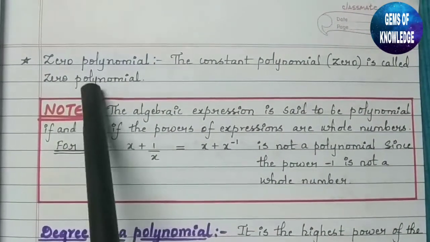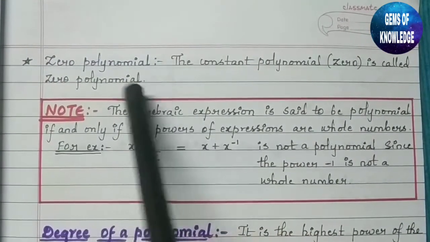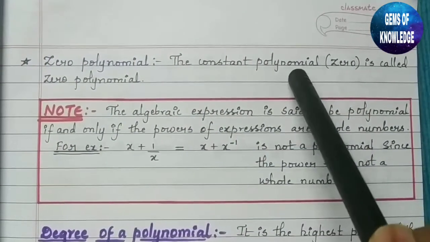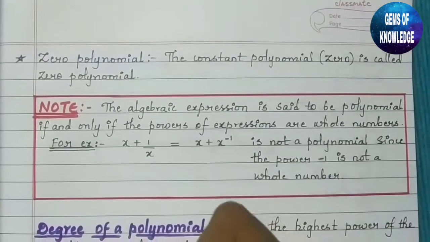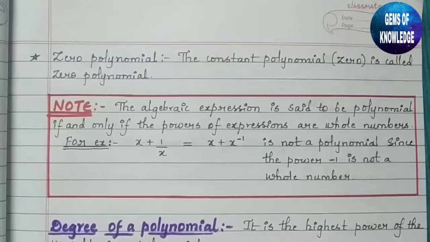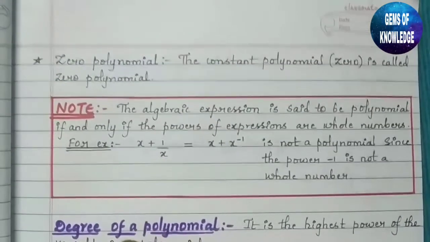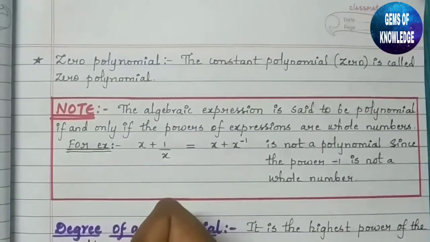Okay, so the next term you need to know is zero polynomial. So what is zero polynomial? If the constant polynomial, as I have told you just now, what is constant polynomial? A polynomial which contains only constant terms. It means the polynomial which contains numbers are called constant polynomials.